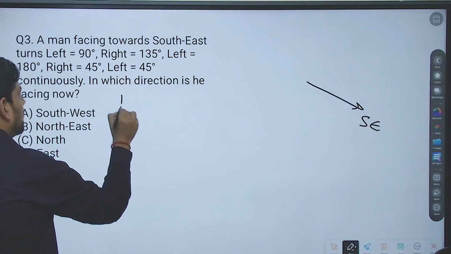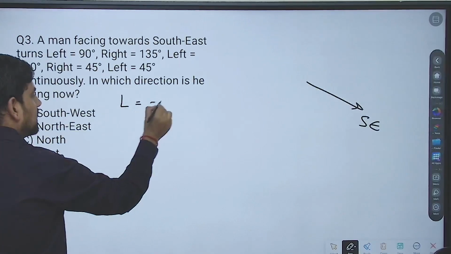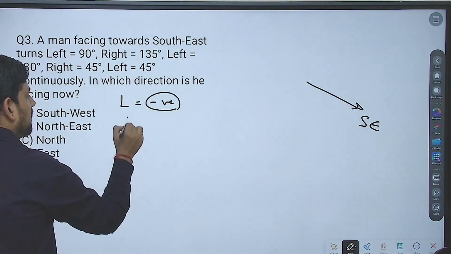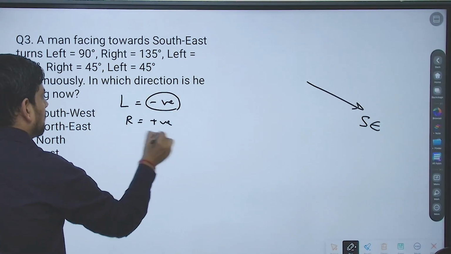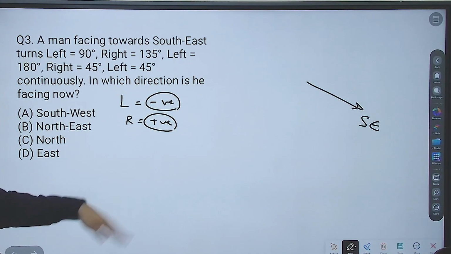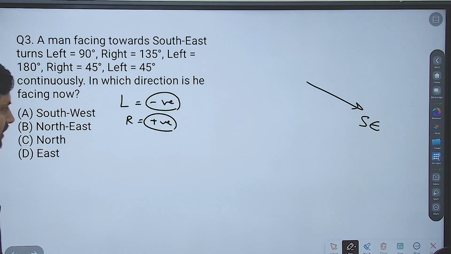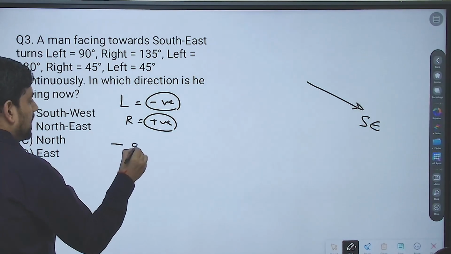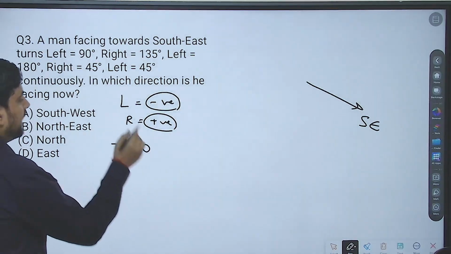So left is equal to anti-clockwise, which I have considered to be negative. Right is equal to positive. So let's do this. A man facing towards southeast, that I have drawn, turns left 90 degrees. So left means what? Negative. So minus 90. Then right 135 degrees.